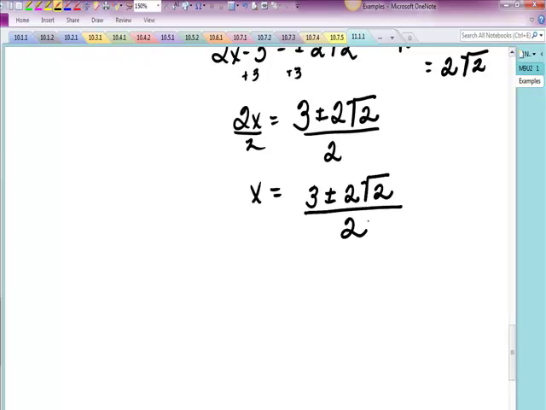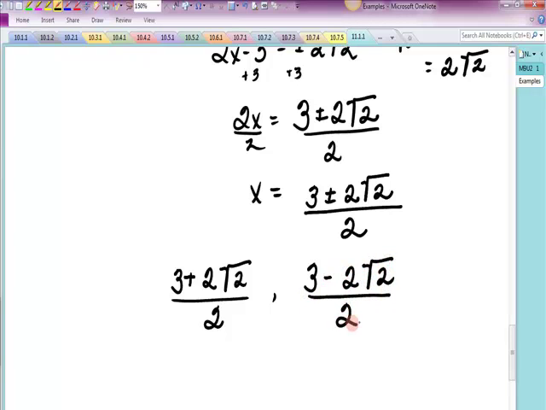You will need to separate this into two distinct answers. The first one being 3 plus 2 times the square root of 2 over 2. Make sure your comma is away from the fraction. Then 3 minus 2 square root of 2 over 2. You could only reduce if this number and this number share a common factor, and they don't. 2 would go into this term, but it does not go into this term, so you cannot reduce this fraction.